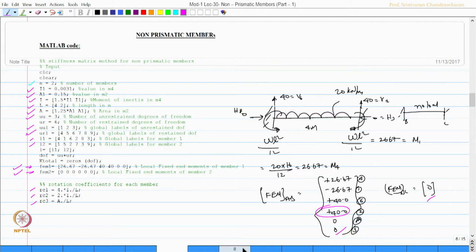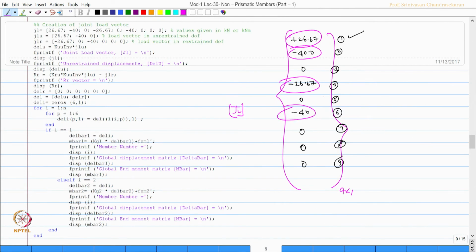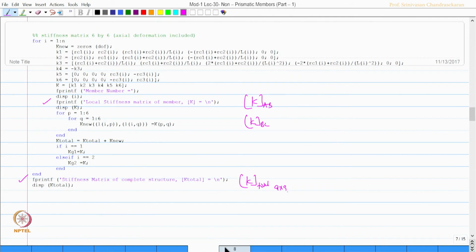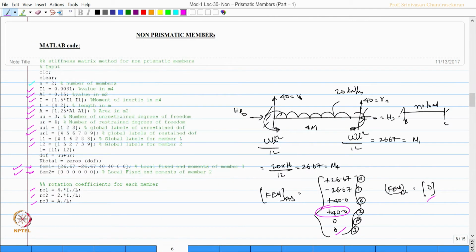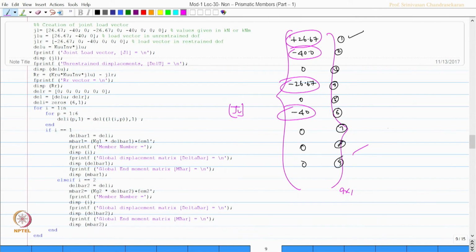At 6 it is plus 40, so 6 it is minus 40, and similarly 7, 8 and 9 are 0, you get 7, 8 and 9 as 0. So, the joint load vector has been obtained here. From this we pluck out JLU and JLR.